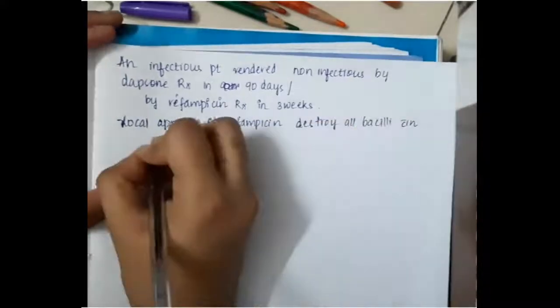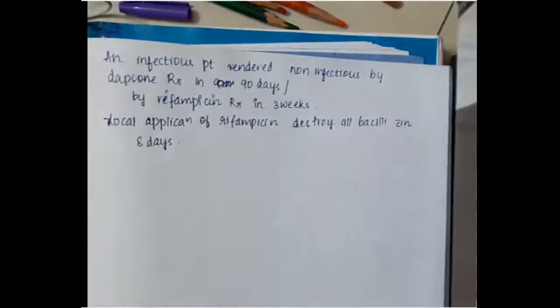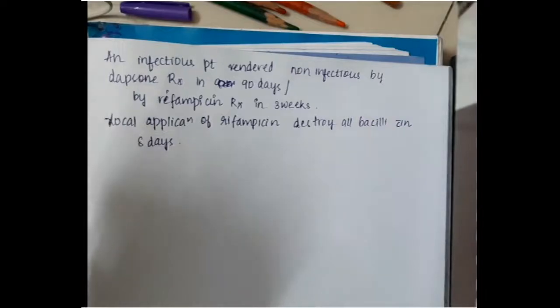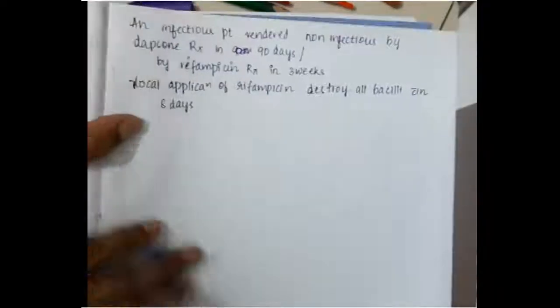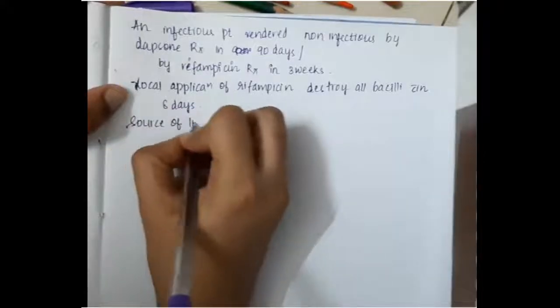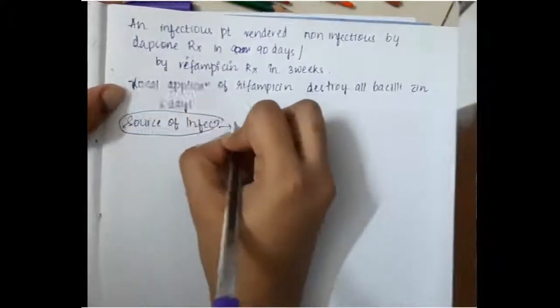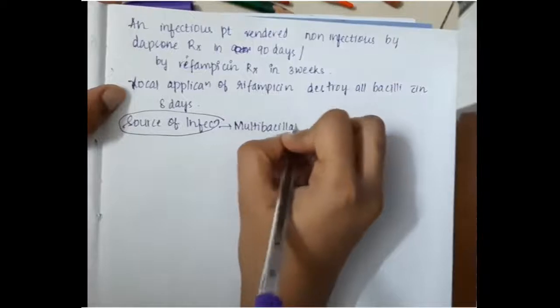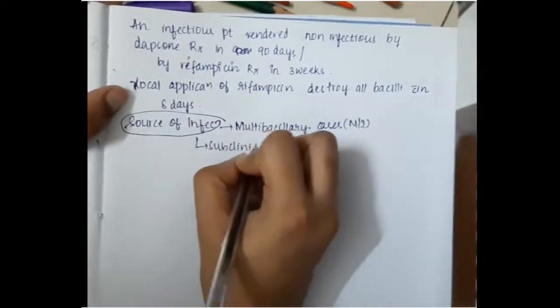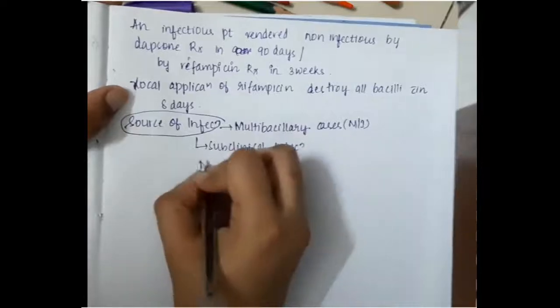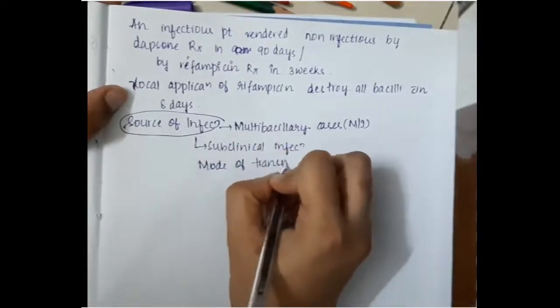Right now we are not using any of these things. We have separate regimens for leprosy treatment. Then the source of infection. The main source of infection is multibacillary cases. This is most important. Subclinical infection is also important for Mycobacterium leprae.